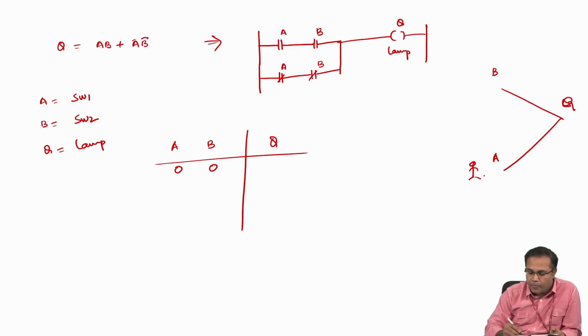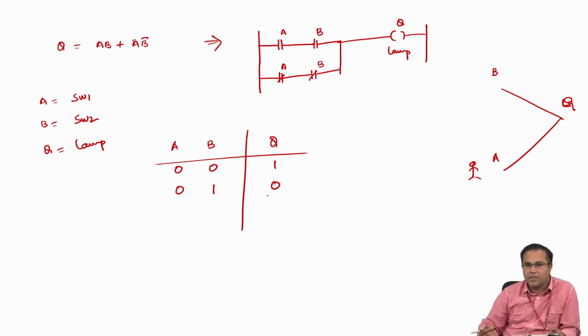Now what is the condition? When A is 0, B is 0, the lamp will be in on condition. Yes, the lamp is on. So without pressing any switch, he can take the staircase and go to the first floor. After reaching the first floor, what will he do? He will press the B switch. The moment he presses the B switch, as per our logic, the light will be turned off. So this solves case 1.